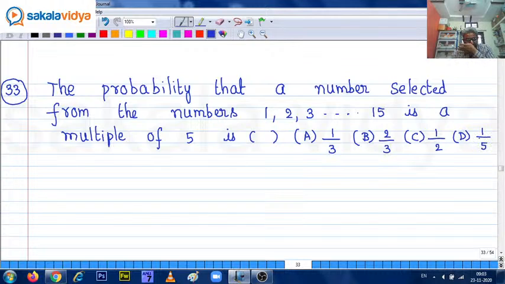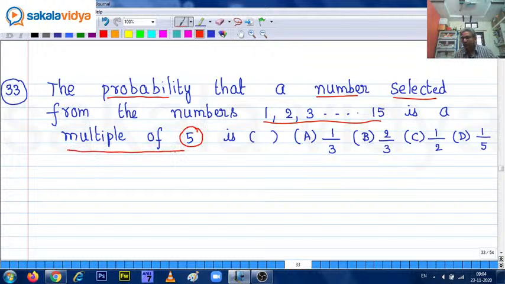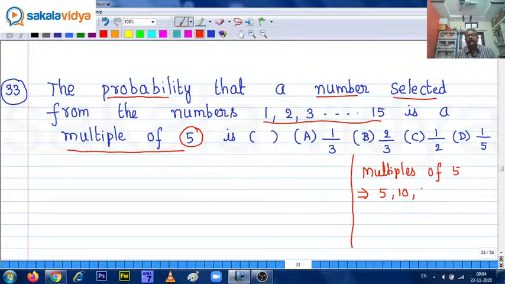These questions are also very important for competitive entrance exams. The probability that a number selected from the numbers 1 to 15. That means there are 15 numbers in total. Out of them, we need to select a multiple of 5. First, let us write the multiples of 5, up to the range 15 only. Multiples of 5 are 5 ones are 5, 5 twos are 10, 5 threes are 15. So there are 3 such multiples.